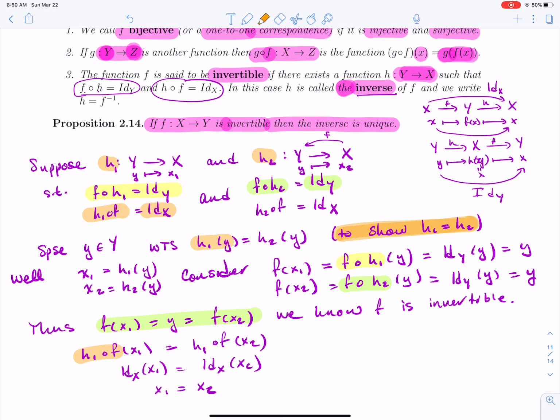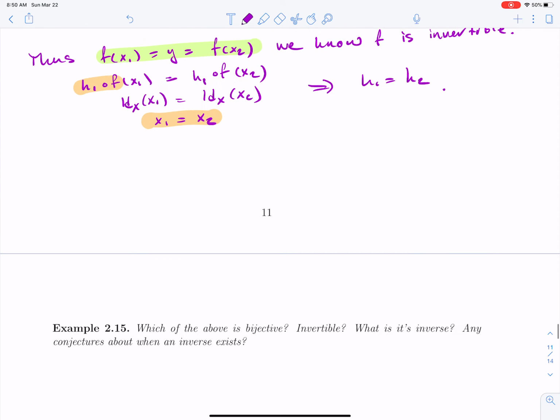The way we show that they're the same is by showing that they act the same on the domain. So we named x1 and x2 the image of any arbitrary element in the domain, and what we've shown is that they're equal. So what that tells me is that h1 equals h2, as desired. So the inverse is indeed unique.